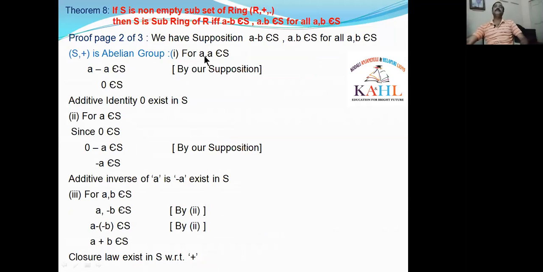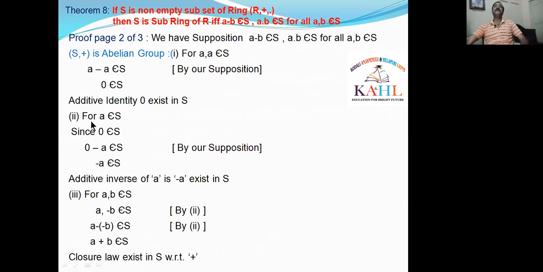For that, first of all, I am taking a, a belongs to S. Our supposition is this: a minus b belongs to S, ab belongs to S when a, b belongs to S. By using our supposition, for a, b belongs to S, a minus b belongs to S. For a, a belongs to S, a minus a belongs to S. By our supposition, a minus a means 0, so 0 belongs to S. What is 0? The additive identity. The additive identity is in S. That means identity exists in S.